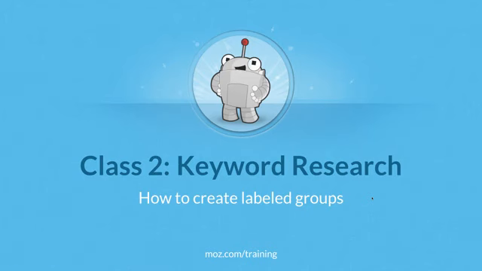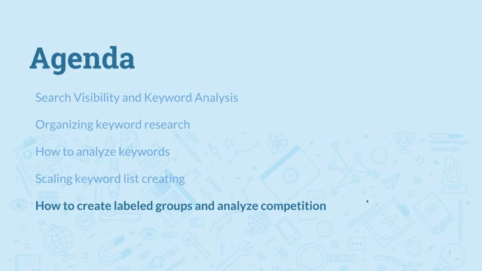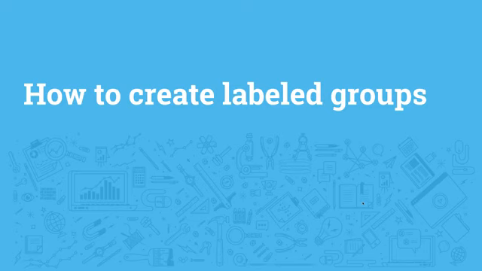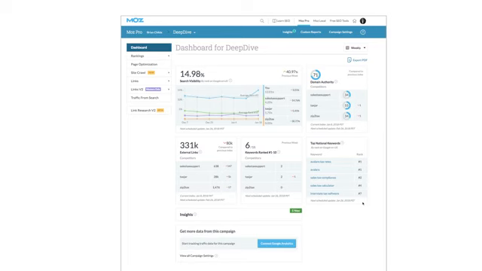In this class, we're going to talk about how to create labeled groups and analyze your competition. This is going to bring us back to basically where we started with the discussion, which is once I have these keywords in lists and I need to bring them over into some kind of tracking software, what do I do? How should I think about that? And really, what are my objectives, particularly as it relates to the competition? So let's talk about how to create labeled groups and then how we can assess the competition associated with those.